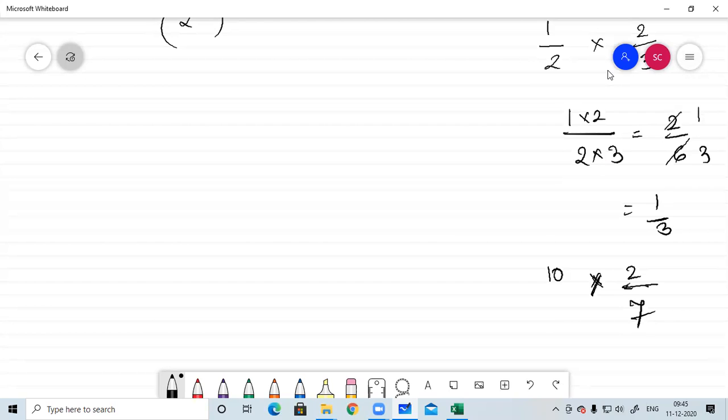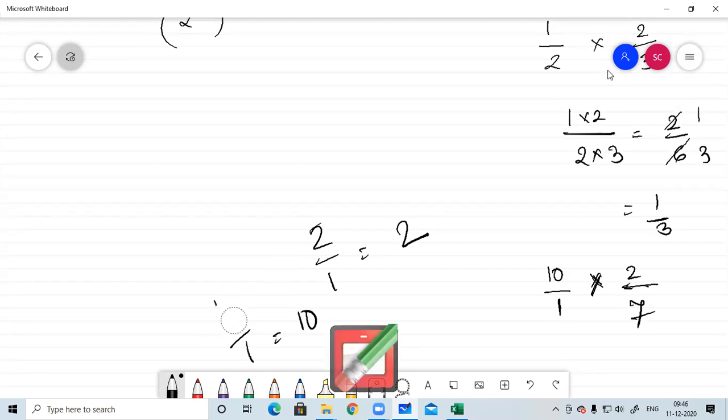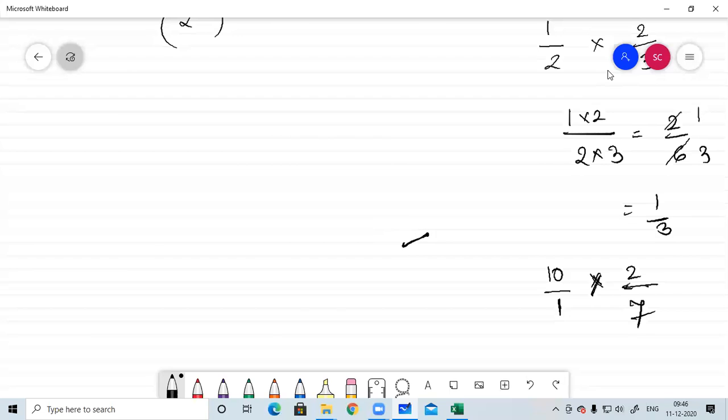But when I say 10 into 2 upon 7, what does 10 here stand for? 10 divided by 1. Because if you take 2 divided by 1, it remains 2. If I take 10 divided by 1, it remains 10. So basically, when you divide anything by 1, it remains as it is. And then you solve this fraction. So what will you do here, children? 10 into 2 divided by 1 into 7. So my answer comes to 20 upon 7.